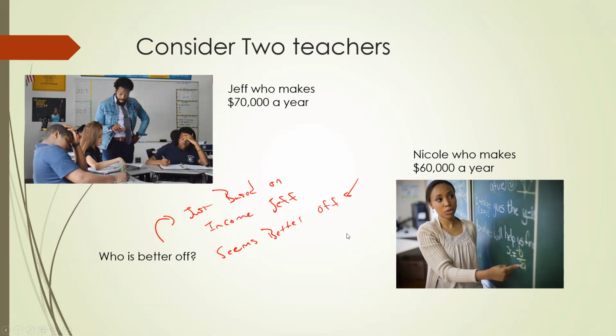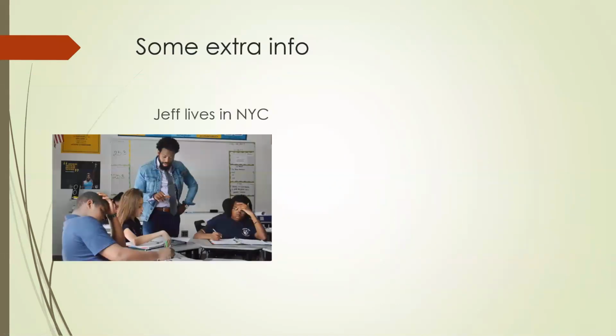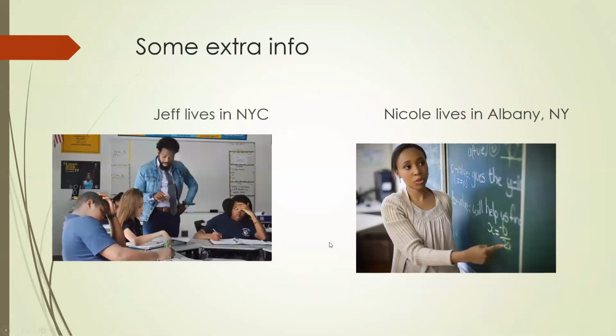All right, but let me give you some extra info. Because in the chat, someone said we don't know who's better off, and you're right, because all we have is income to look at. So maybe there's some other information that we need to take into account here. Jeff lives in New York City, and Nicole lives in the greatest city in the world, Albany, New York.